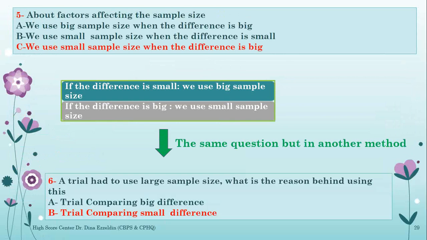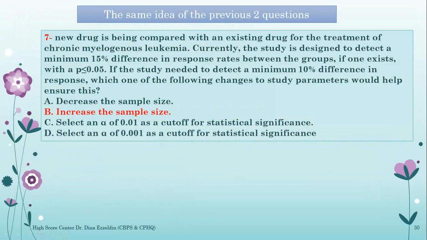The same question, but in another form. A trial had to use a large sample size. What is the reason behind using this? This trial comparing a big difference, a trial comparing a small difference, or a larger sample size because the trial is comparing a small difference. The same idea as the previous two questions.